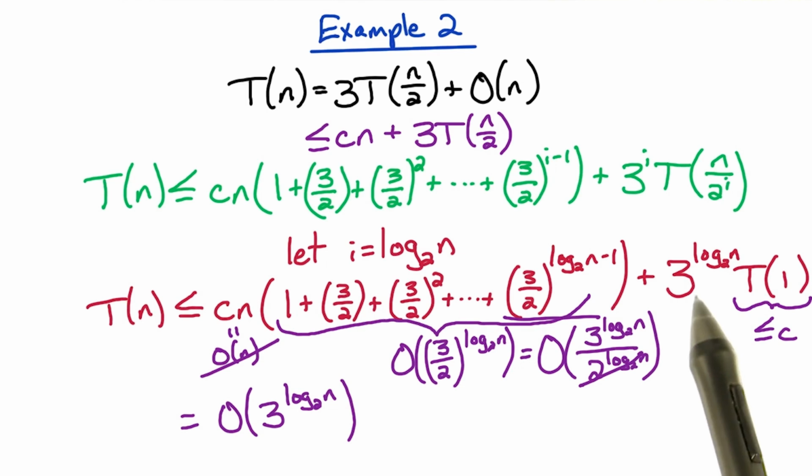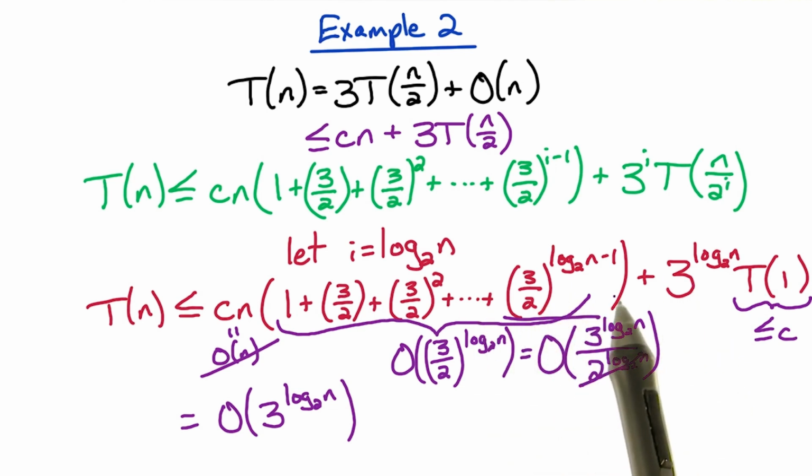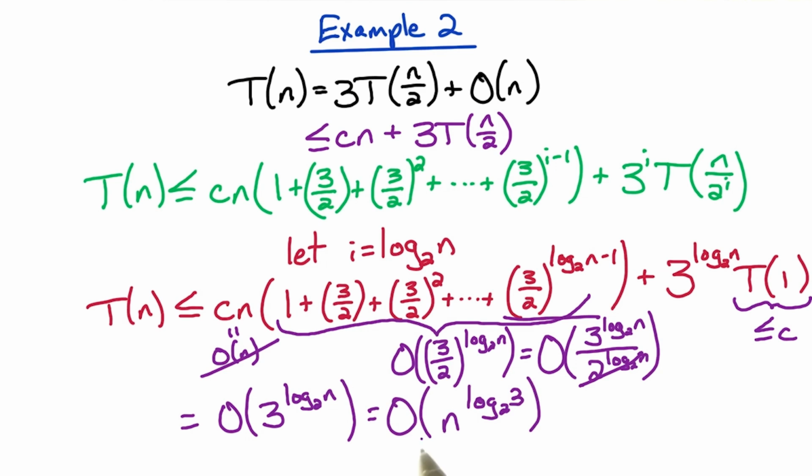That's not a coincidence. This should be the last term of this geometric series, so they should be on the same order of magnitude. Finally, we want to manipulate this into a polynomial. And we just saw that this is on the order of n to the log base 2 of 3.